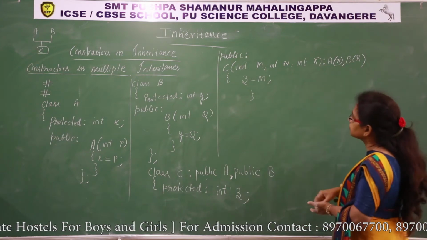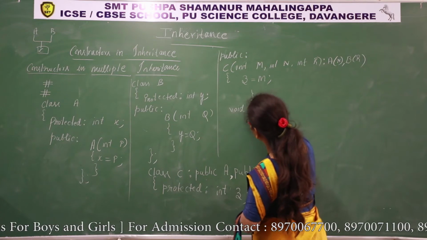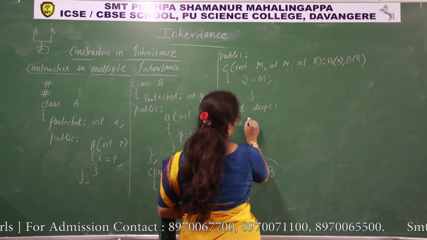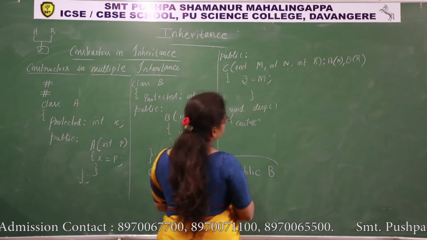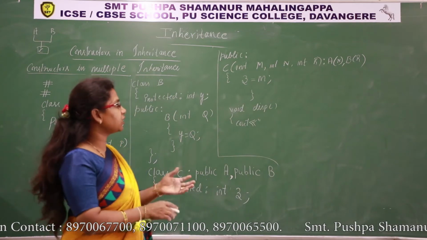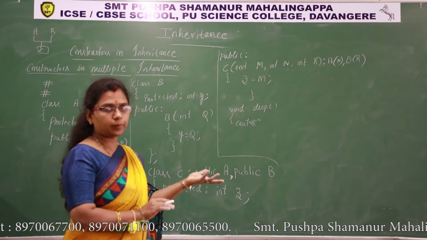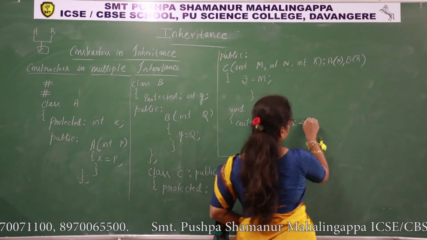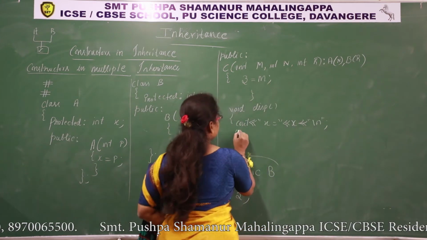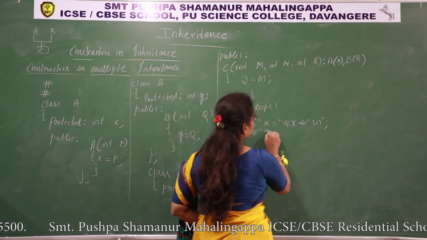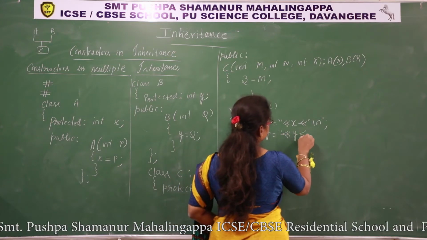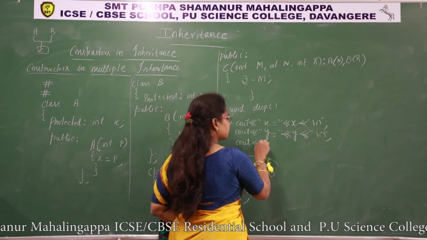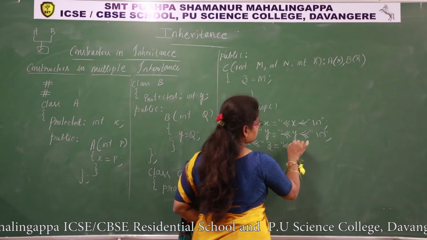Understood? Void display. Cout. To see whether those values are initialized properly or not, let us display those values. Cout X is equal to X, backslash n. Cout Y is equal to Y, semicolon. Cout Z is equal to Z.